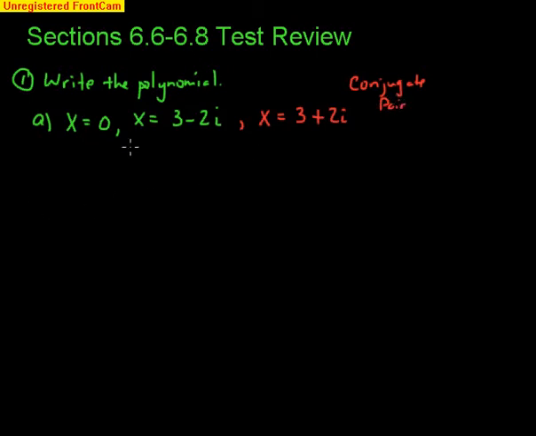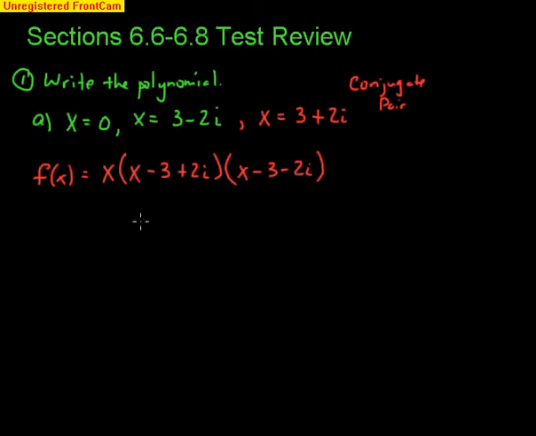Alright. And now we create the factors. So here's my function f of x, my generic f of x. X equals 0. When you have x equals 0 as a 0, remember, it's just x. You could put x minus 0, but it's not going to affect the x. When you put these guys in factors, it's always opposite. X minus 3 plus 2i. Opposite, x minus 3 minus 2i.